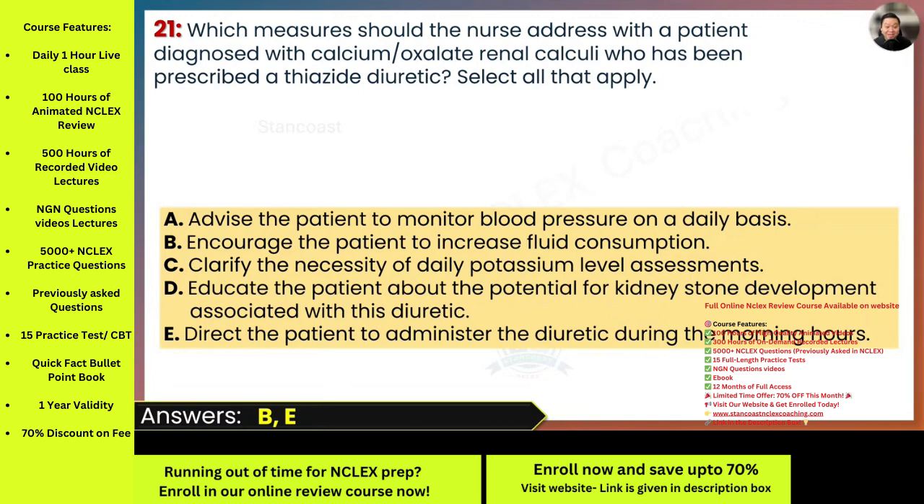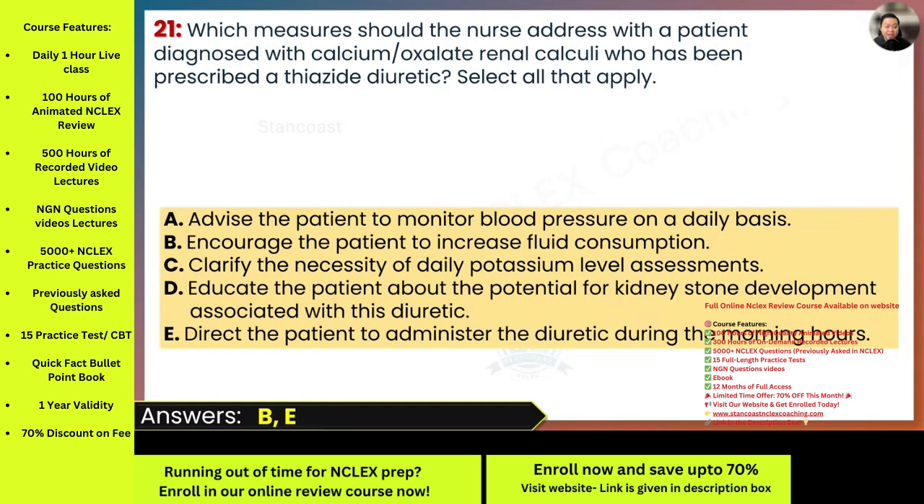And so when the client is taking a thiazide diuretic, they should increase their intake of water to prevent dehydration, which can otherwise lead to stone formation. Letter E is also correct. We know that thiazide diuretics are often prescribed in the morning, and this is done to prevent nocturia, and also will help reduce the risk of sleep disturbances. And the clue here in this option, during the morning hours. So this points to the timing of the medication to ensure better sleep and more effective treatment.